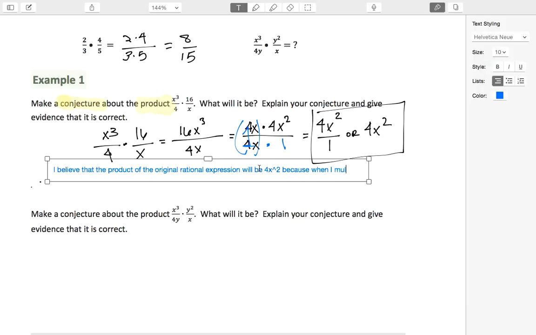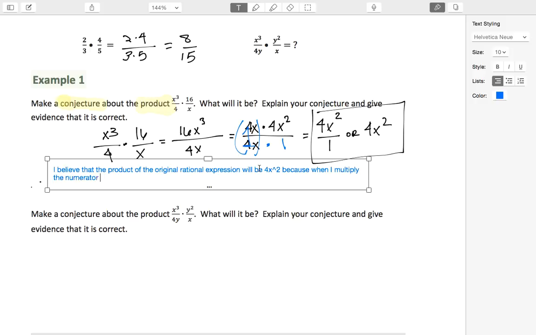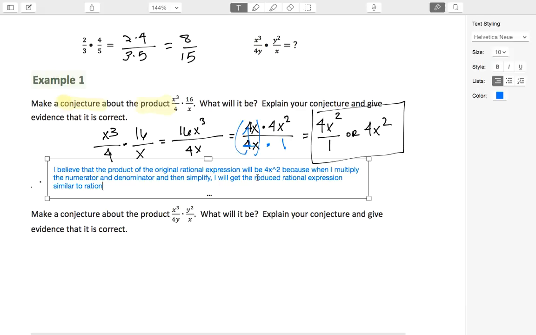I believe that the product of the original rational expression will be 4x squared because when I multiply the numerator and denominator and then simplify, I will get the reduced rational expression, similar to rational numbers.